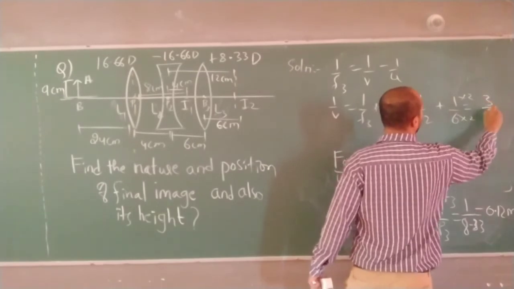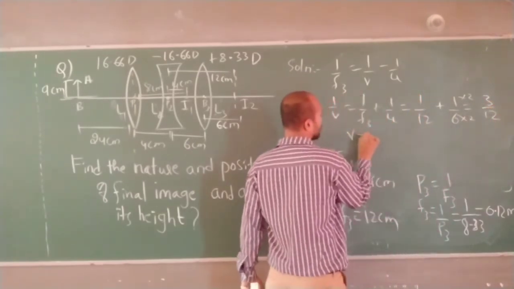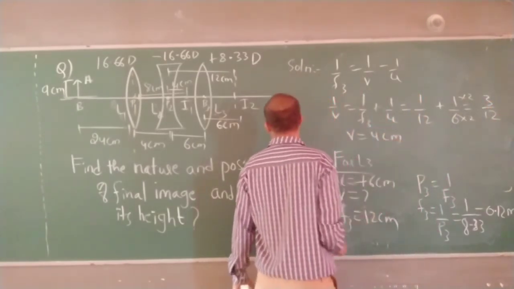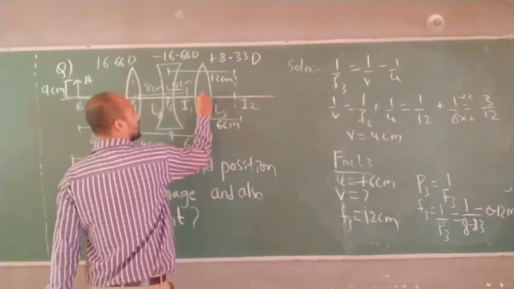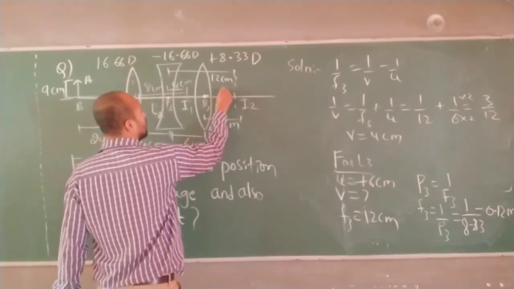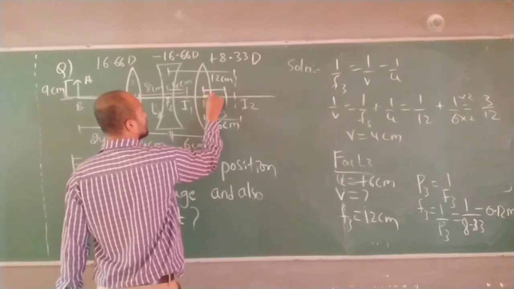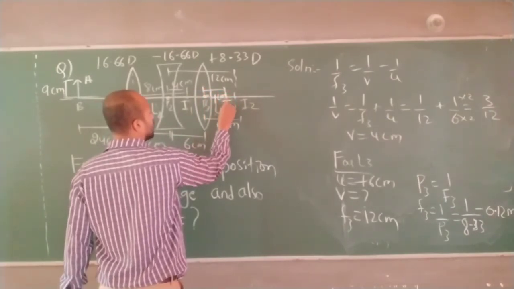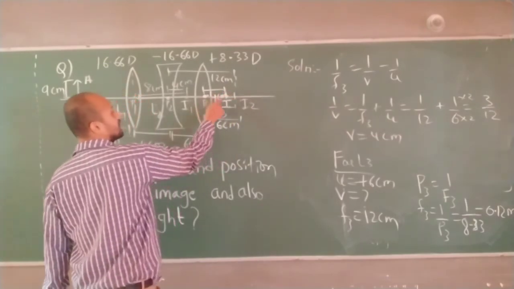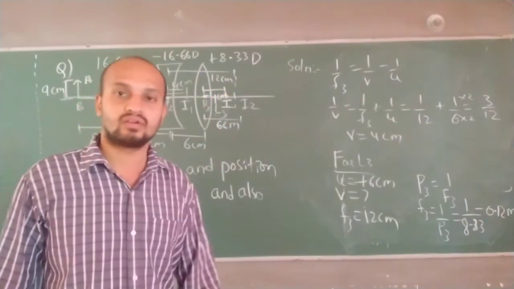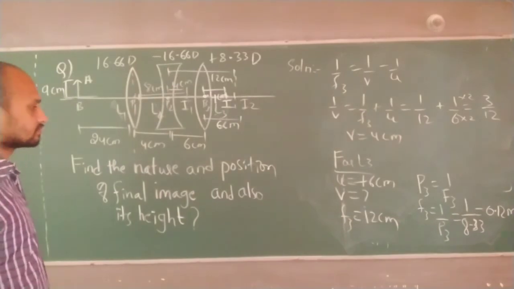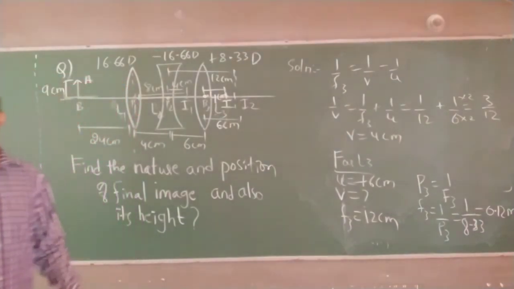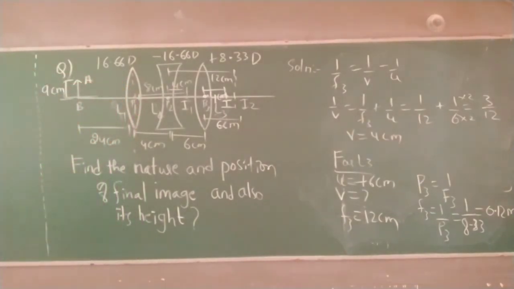So it will become 3 by 12. So V is equal to 4 centimeter. So from this point, about 4 centimeter, final image is formed. Got it now? So it is also having a positive value. Next, what is the question?